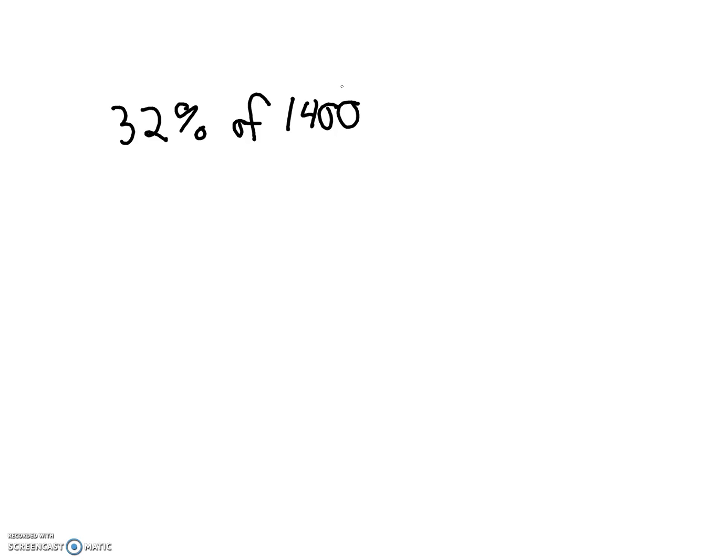Okay, so let's do another one. Let's figure out 32% of 1,400. Maybe the example on that one might be they took a vote in the city of Waitsburg, which has 1,400 people in it, and 32% of them said that they didn't want to change a certain policy within the city. So we're trying to figure out how many people didn't want to make that change. So we've got to figure out 32% of 1,400.